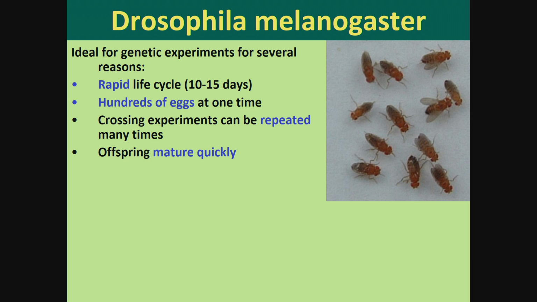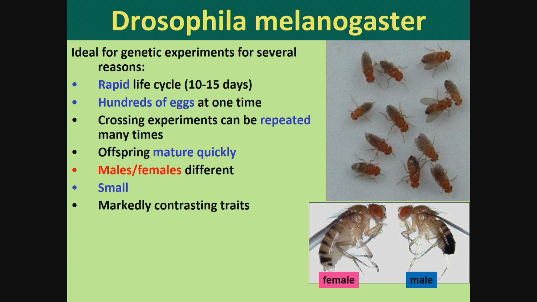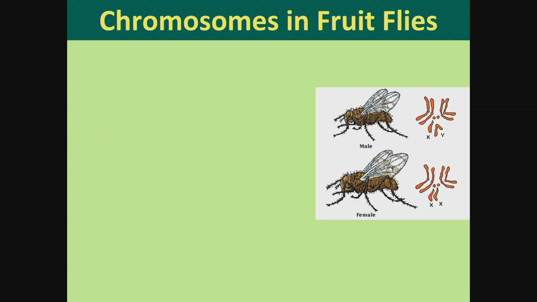Crossing experiments can be repeated many times. The offspring mature quickly. Males and females are different. The females are much larger than the males to carry the hundreds of eggs. They are small. They have markedly contrasting traits, which means you can tell female from male, red eye from white eye, and they have only 8 chromosomes.